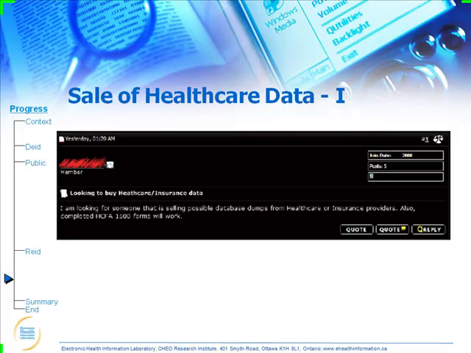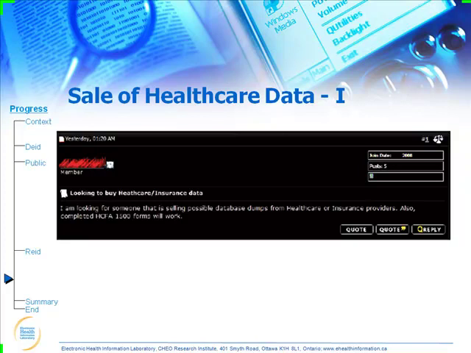I don't know if you can read it, but basically the note was saying, I'm looking for someone that is selling possible database dumps for healthcare or insurance providers. Also completed HCFA 1500 forms will work. In the US, HCFA forms are those that are used by physicians and other providers when submitting bills or claims for reimbursement for Medicare and Medicaid.